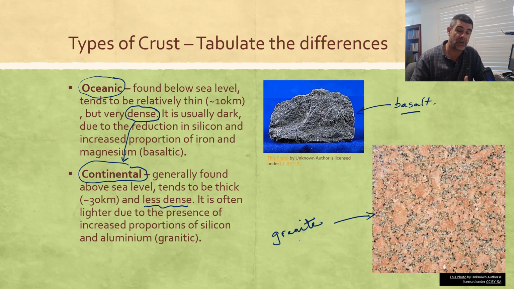So rock types is hopefully something you've had a little bit of a look at previously, and not something that we want to go into in a lot of detail in this unit. What we do want to do is just make sure that we've got a difference in our heads of oceanic crust, which is very dense, very thin, and very dark, and continental crust, which is less dense, but much thicker and much lighter in appearance.